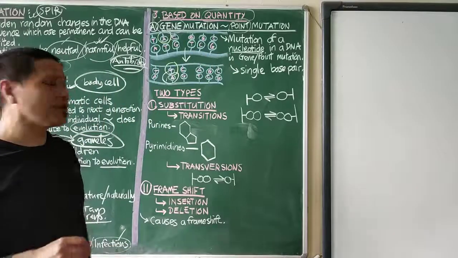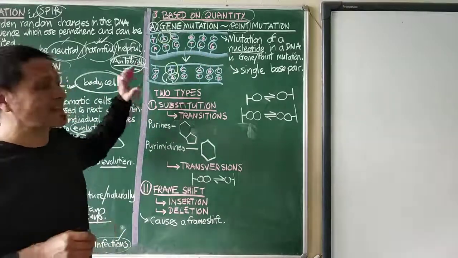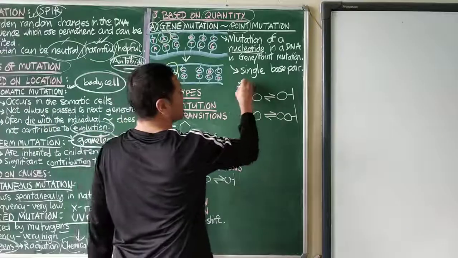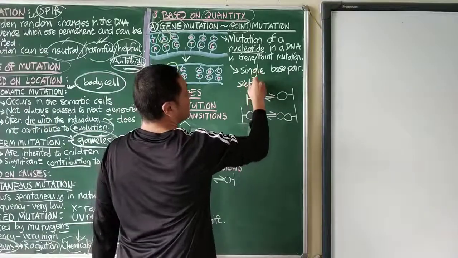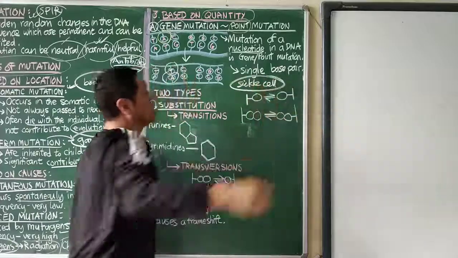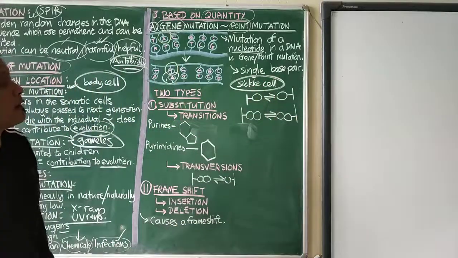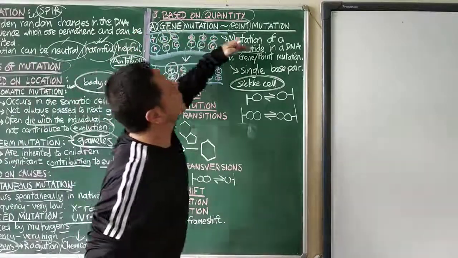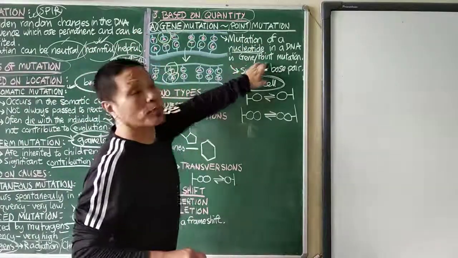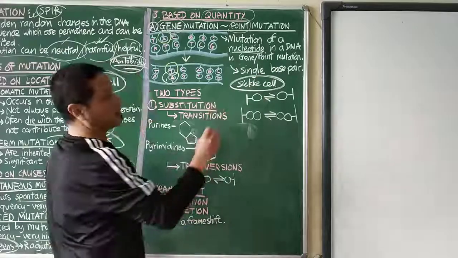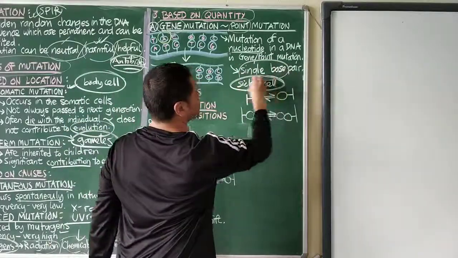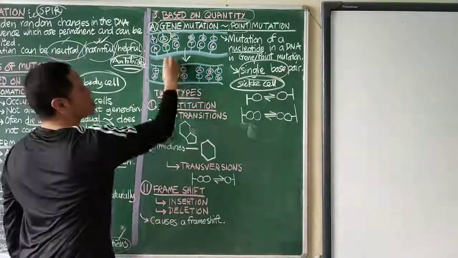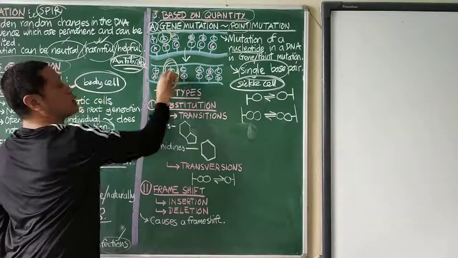And there are plenty of good examples. A classic example would be sickle cell anemia, which we'll discuss in our next video. But the point is this: a mutation of a nucleotide in the DNA is a gene or point mutation. It influences just one single base pair. It is just going to cause harm to one base pair.